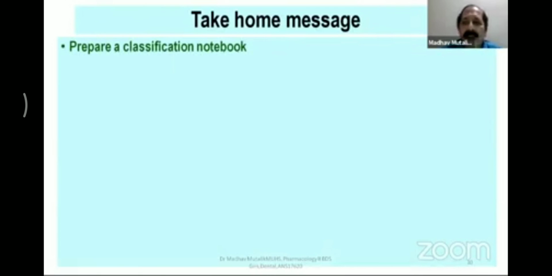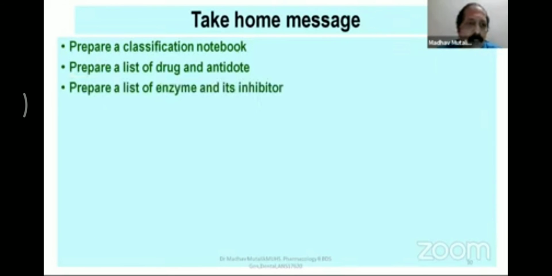Please prepare a classification notebook. Please start practicing classifications. Take a blank paper and start writing classifications. If you don't remember, open your book, see what you're missing, and again try to do it. This is going to help you extremely well on all kinds of questioning and viva. Prepare a list of drug and antidote. I showed you how to prepare. This is also going to help you.